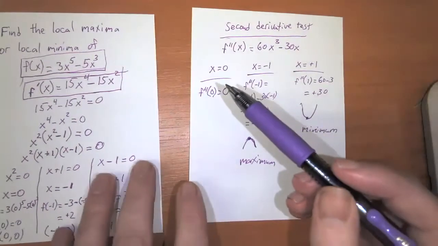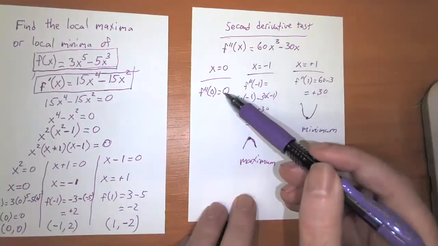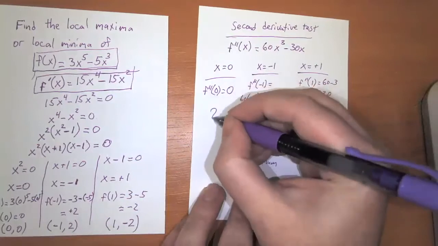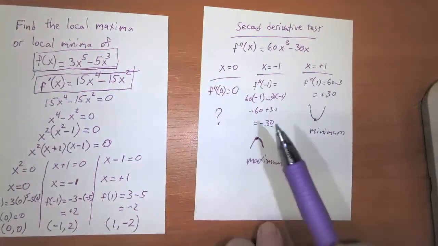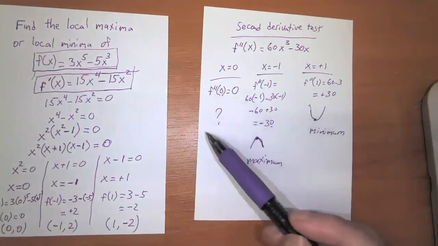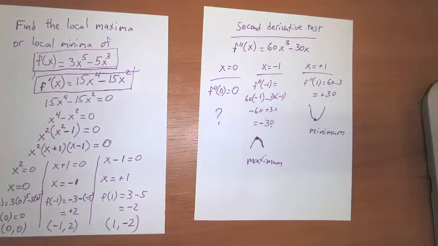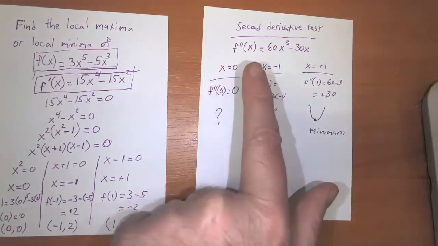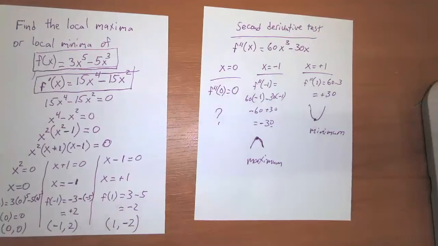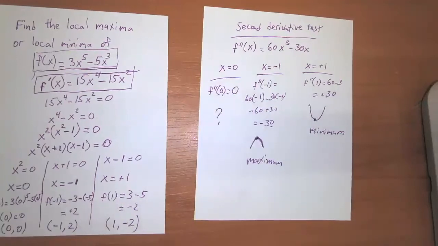Here's one of the downsides of the second derivative test. If the second derivative is equal to 0, I don't know a thing. It could be a maximum, it could be a minimum, or it could be, in this case, neither. Either one of those things can happen when the second derivative is equal to 0. So the test is inconclusive if the value is equal to 0.